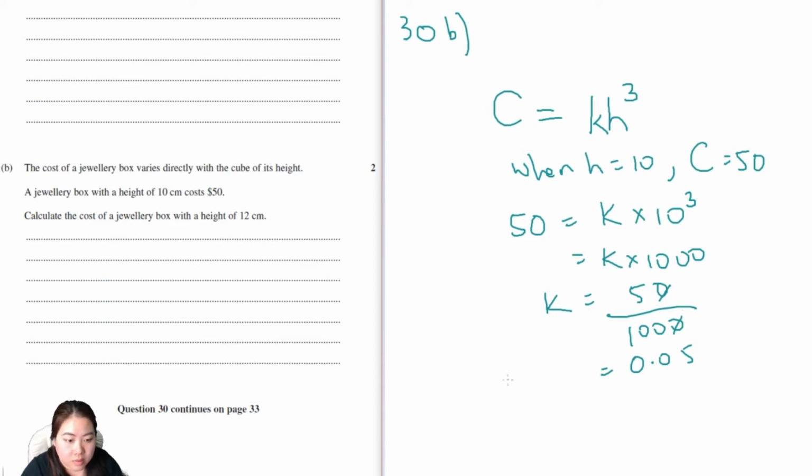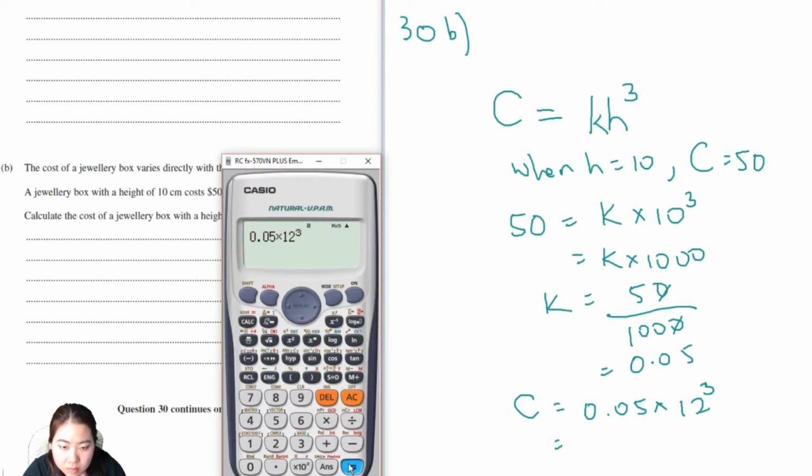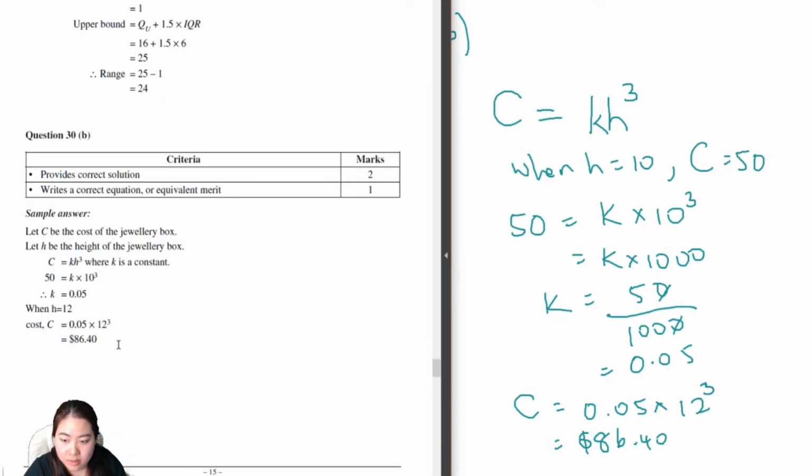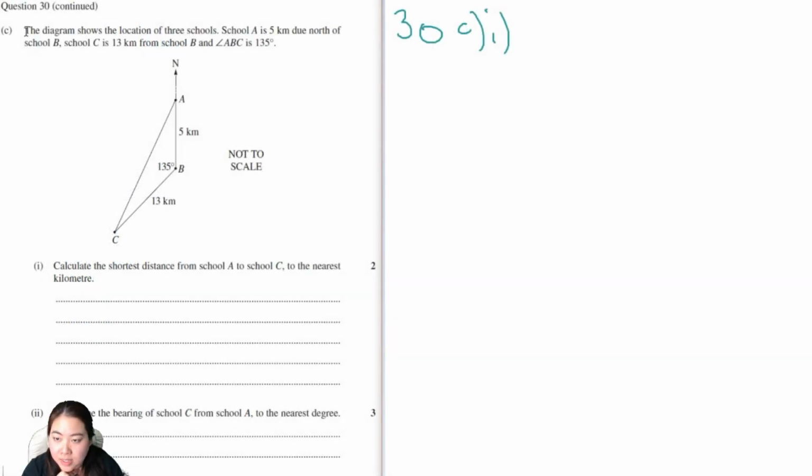Now that we have the constant, we can do the rest of the question, which is what is the cost of the box when the height is 12 centimeters? And that is $86.40, which is more than the 10 centimeter box, which is good, because it should be more expensive. Let's see if it's right. Yes, excellent.